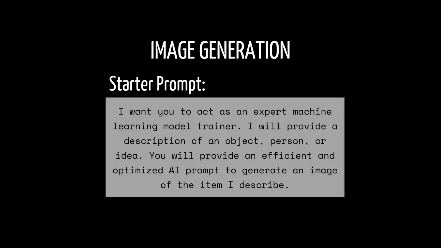For image generation, I started with a different prompt that said, I want you to act as an expert machine learning model trainer, and I want you to provide a description of the object, person, or idea. You'll provide an efficient and optimized AI prompt to generate the image. The reason I did this is because optimization of the prompt has a lot to do with the output that you get and the number of times it takes to try to get to something that looks decent.